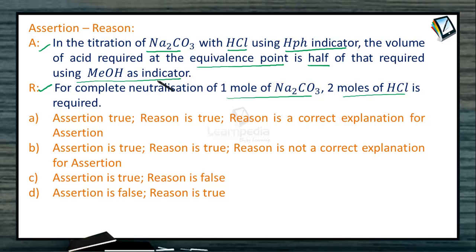So here we have 1 mole of Na2CO3. When allowed to react with HCl, we get NaHCO3 plus NaCl. This is considered to be half the neutralization. For this titration of weak base and strong acid, the solution at the end point being acidic, methyl orange can be used.